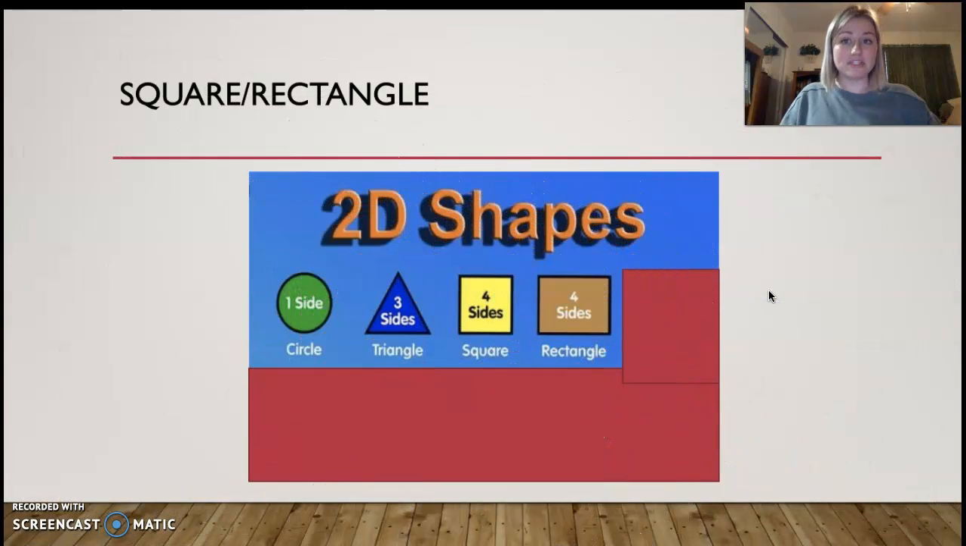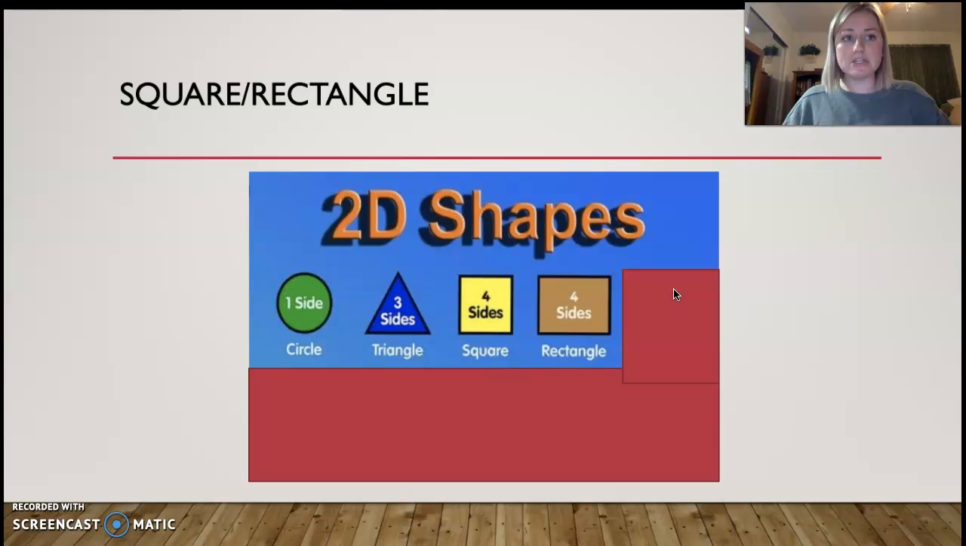Our next shapes that I included together are a square and a rectangle. And I included them together for one very specific reason, because they both have 4 sides. So let's count these sides together. 1, 2, 3, 4. 4 sides on the square. Let's count the rectangle. 1, 2, 3, 4. So as you see, they both have the same amount of sides.